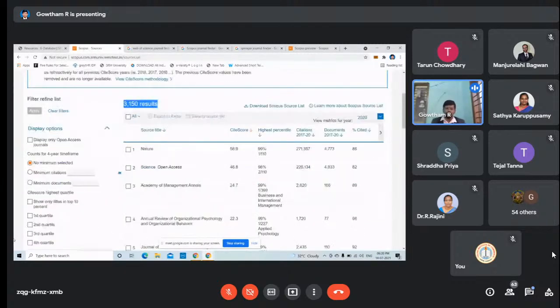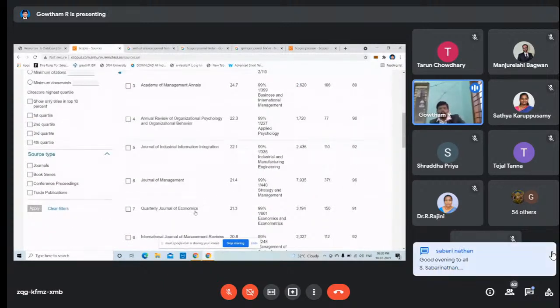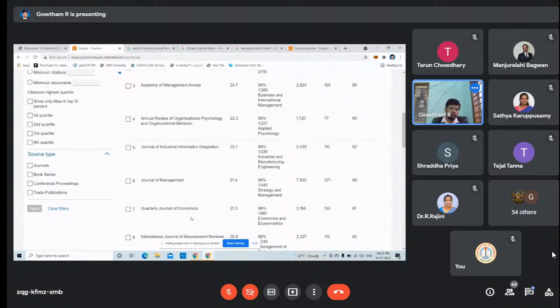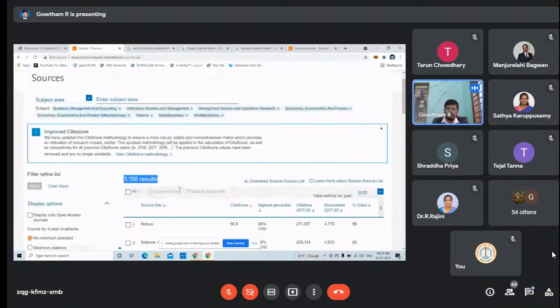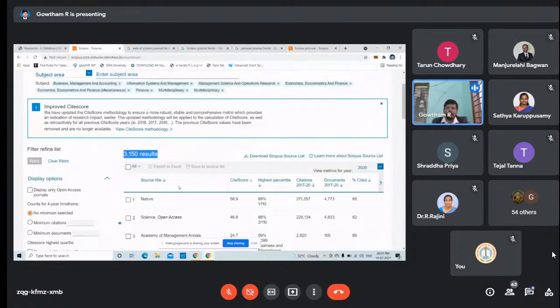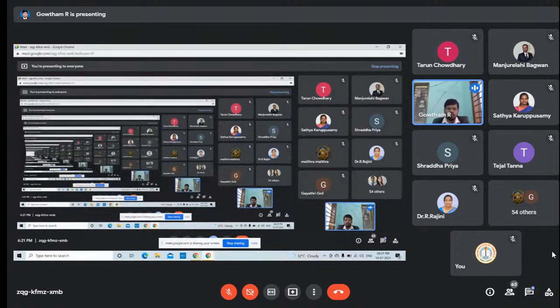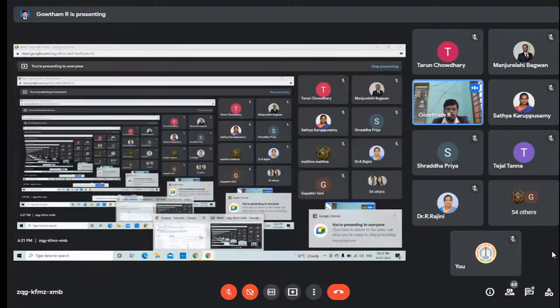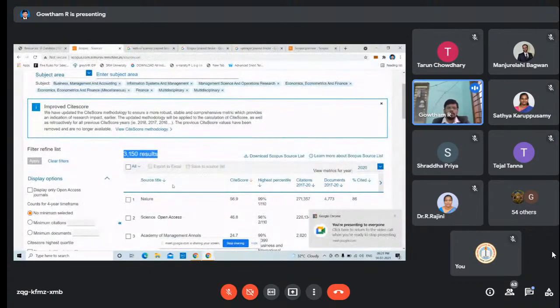Now, if you normally see this 3,150. Yesterday I told you that Scopus has different subclassifications for its listings. It has its own site. It has its own classification for how it indexes the database. So in that case, we are just going to focus on how to evaluate on different criteria.